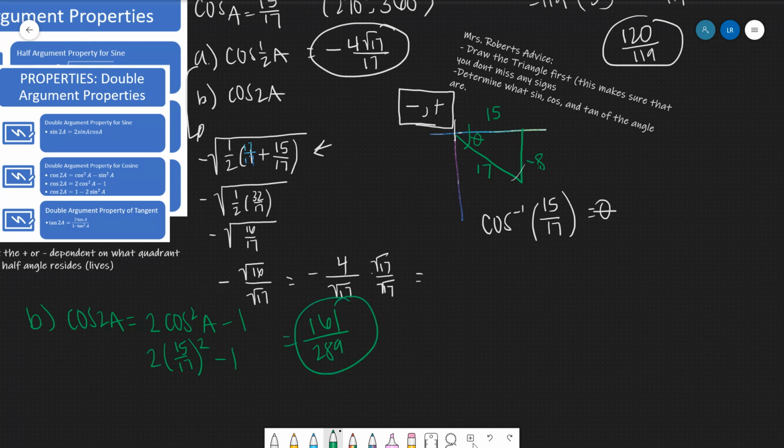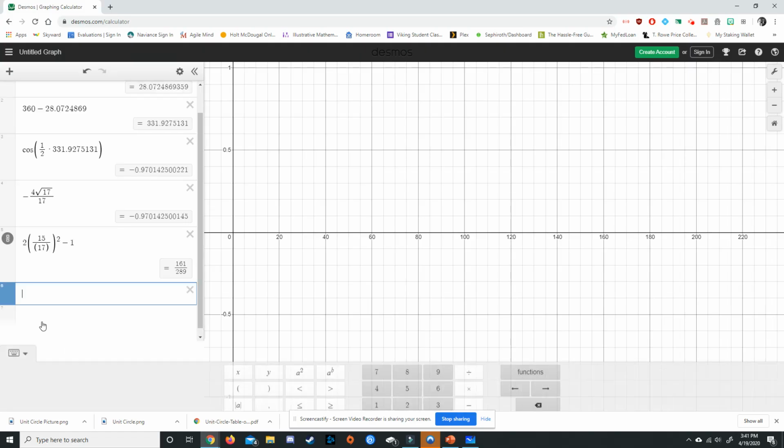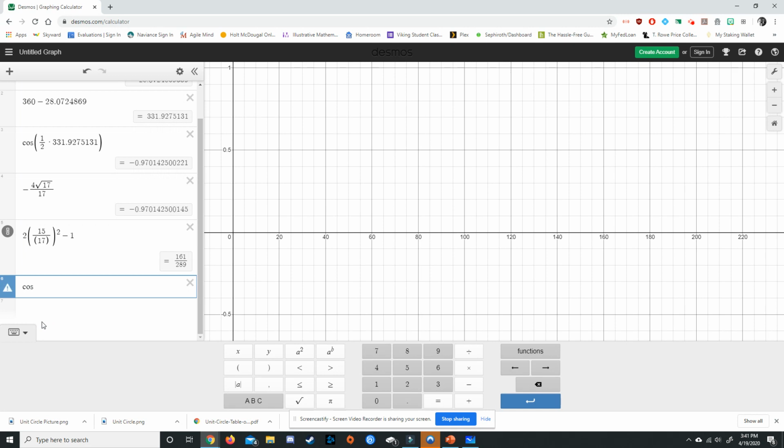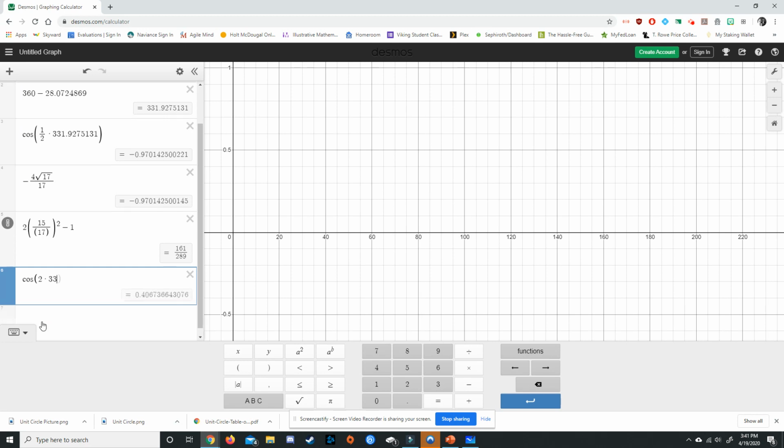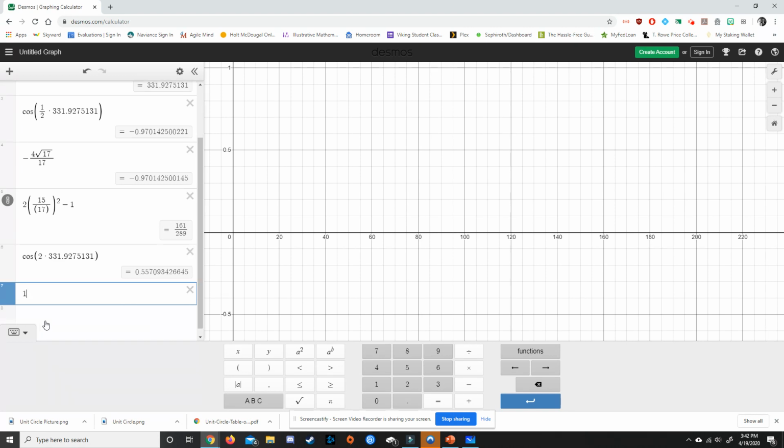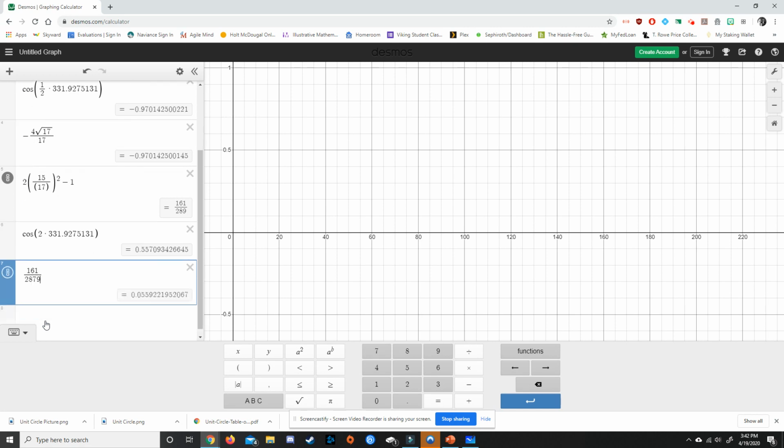Now, just for fun, if you want to check yourself, again, you don't have to. If you want to check yourself, does that seem right? Go back to Desmos, and you want to do cosine of 2 times the angle that we got, as close as we could get it, which was 331.9275131. Okay, and then 161 divided by 289, that is pretty dang close. And so that's just a really good way to check your work.